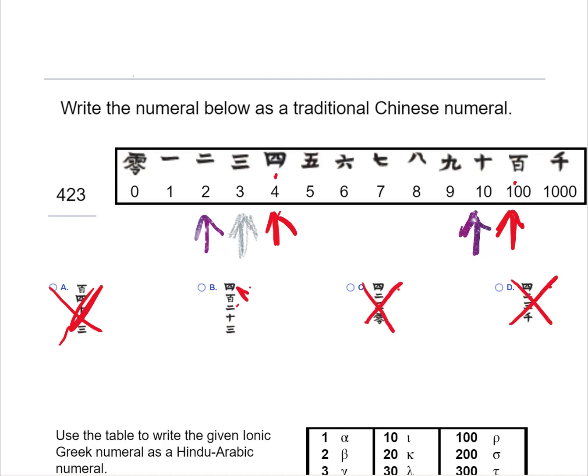So there's our first grouping. That gives us the 400. And then the second grouping here gives us 2 times 1 times 10 for 20, which is correct, and then the 3. So this is my correct answer for that one.